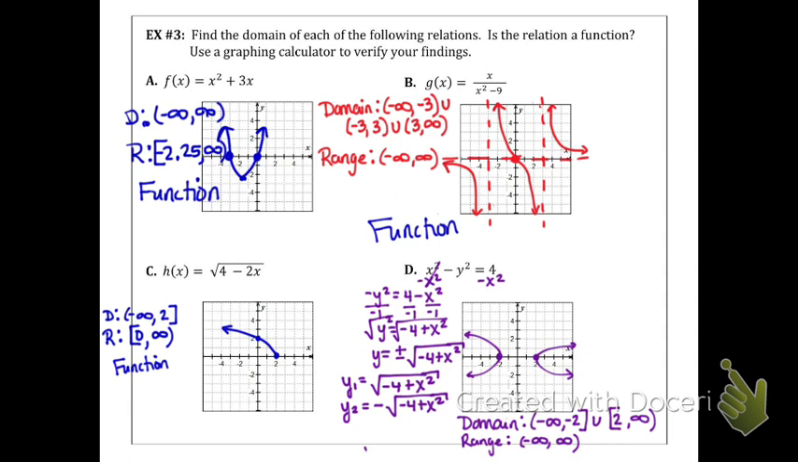And is this a function? No, it is not. This is a relation only. And we can tell that. I already kind of hit on it. One way was because we had to put it in y1 and y2 to look at our graph. And the other way to tell is if I use the vertical line test, it touches in more than one spot, therefore x is repeated, and it is not a function.